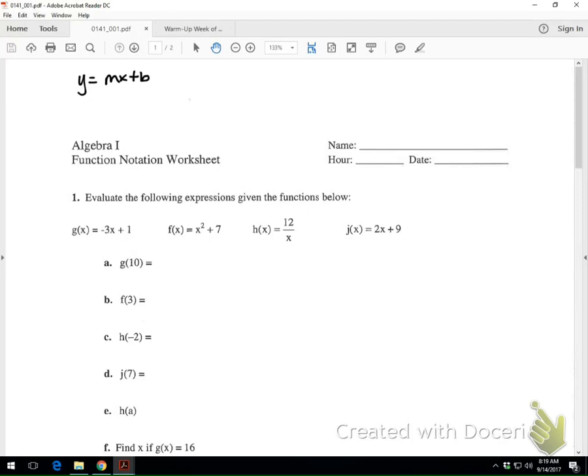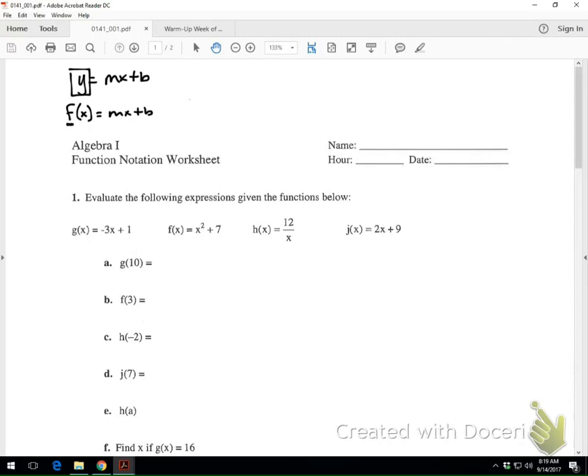Well, function notation takes this y and changes it to f of x equals mx plus b. The f stands for function. It's still something you've been seeing before. All it is: instead of y equals, it's f of x equals, or g of x equals, or h of x equals. Something of x equals. That's all it is. It's all they change. Now you still go about it the same way.